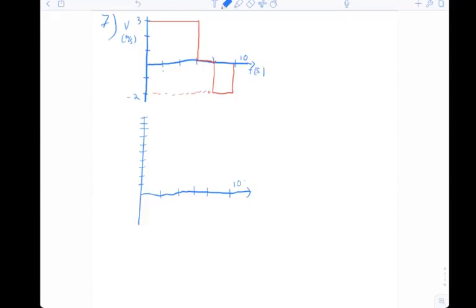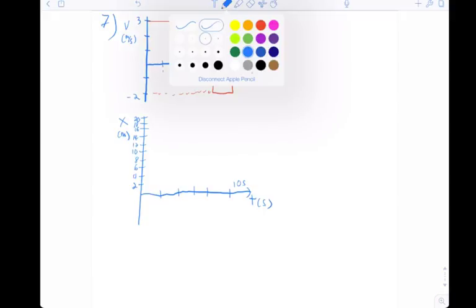It's 10 seconds. T in seconds, and then X in meters. Hold on, so that's 6 times 3 is 18, so if I go up in twos, that's fine. 2, 4, 6, 8, 10, 12, 14, 16, 18. All right. So let's start tackling this question.